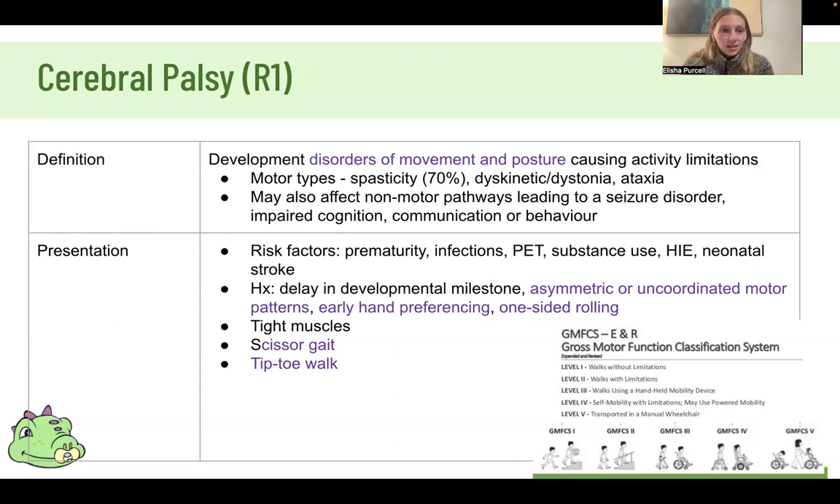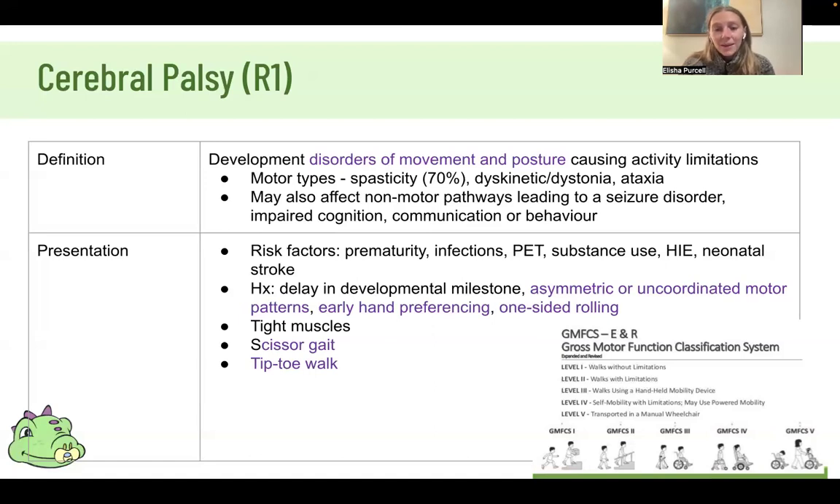You have to think about risk factors first of all. Often, they're a premature baby that had a TORCH infection during pregnancy or preeclampsia, or the mum was a substance user. Otherwise, other key things associated with cerebral palsy are hypoxic-ischemic encephalopathy or a neonatal stroke.